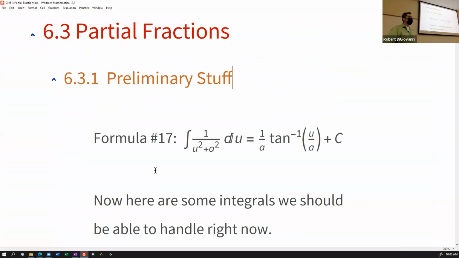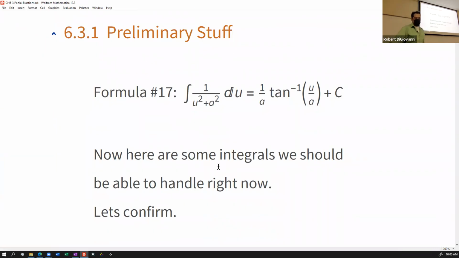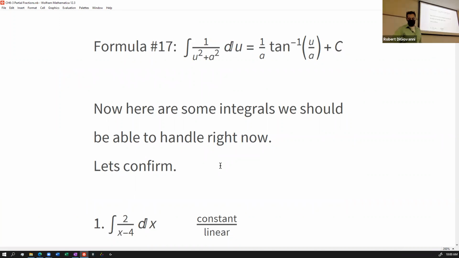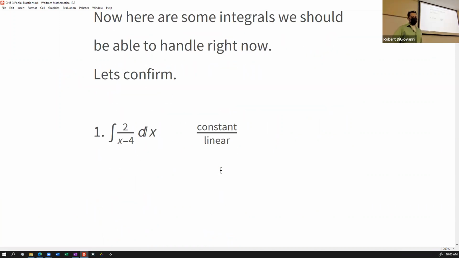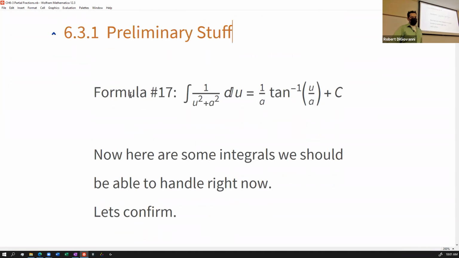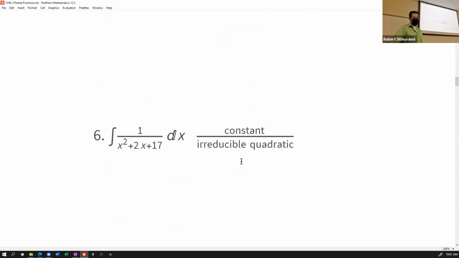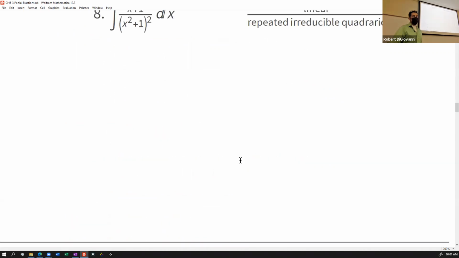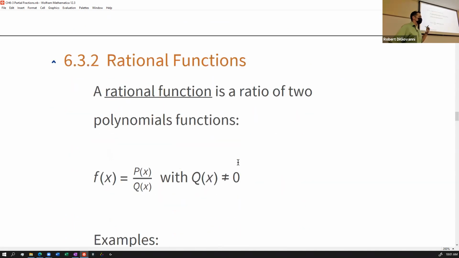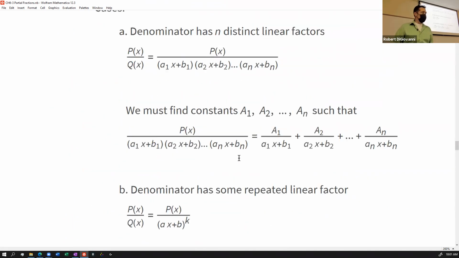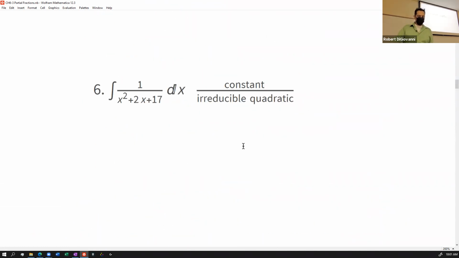All right, so that's the first preliminary thing. Let me give you a roadmap of what we need to do here. We have 40 minutes. Here are some integrals that we should be able to handle right now. There's nothing new we need to learn to handle these integrals I'm about to show you. There are 8 integrals that we need to make sure we can do right now. Then next class, we will start the partial fraction decomposition stuff. So let's look at this first one.